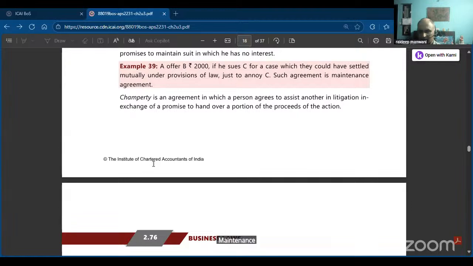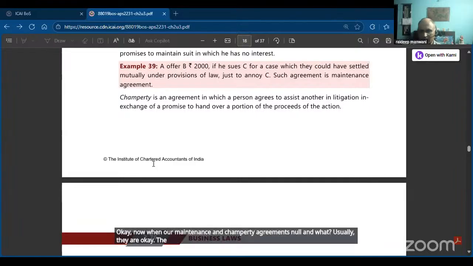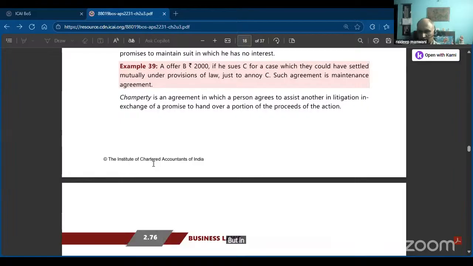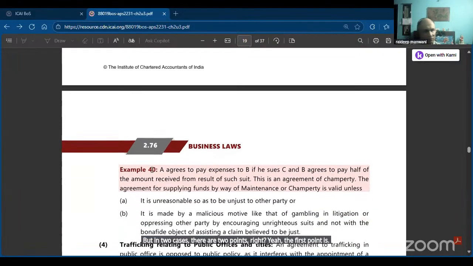Now, when are maintenance and champerty agreements null and void? Usually they are okay. The court doesn't mind if you assist somebody in filing a case. But there are two points, right? The first point is, when is it declared null and void? The first one, quickly.